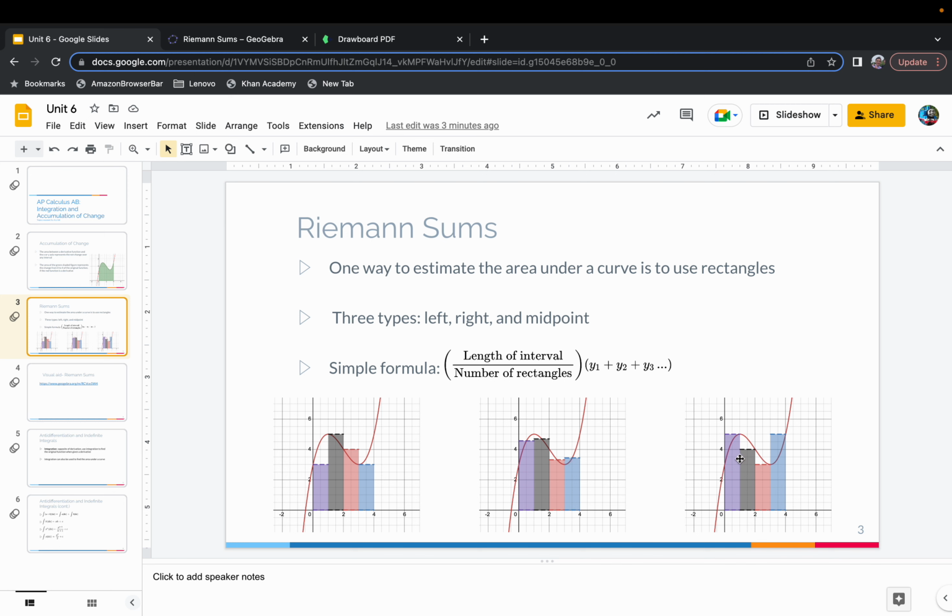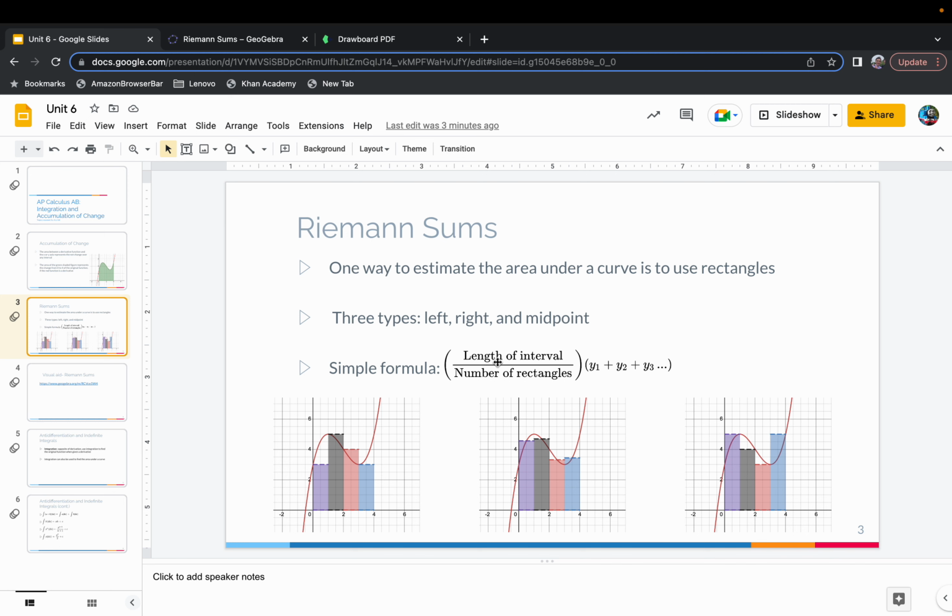And then predictably the last one is using the right. Same thing, same rectangle setup, except now we're taking the points at 1, 2, 3, and 4. Depends on the case what your function is. Some of them might be better, some of them might be worse. Usually if one underestimates, another's going to overestimate.